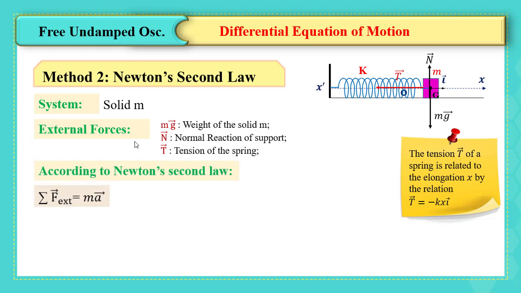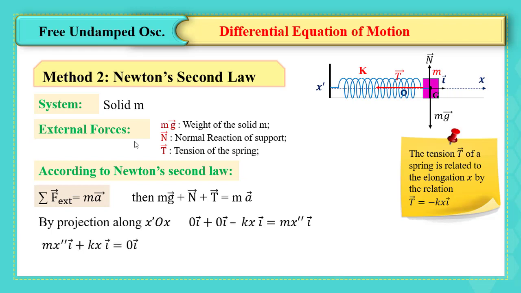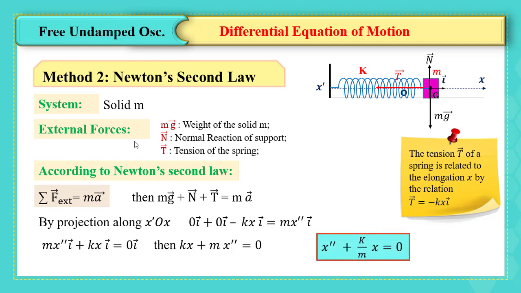Then, according to Newton's second law, the sum of external forces acting on the solid equals m a vector. Then, it is written as m g vector plus N vector plus T vector equals m a vector. By projecting along x prime or x, we get kx plus m x double prime equals 0. Then x double prime plus k over m x equals 0, and this is also the second order differential equation. Please pause the video and repeat the two methods by yourselves on your copybook.